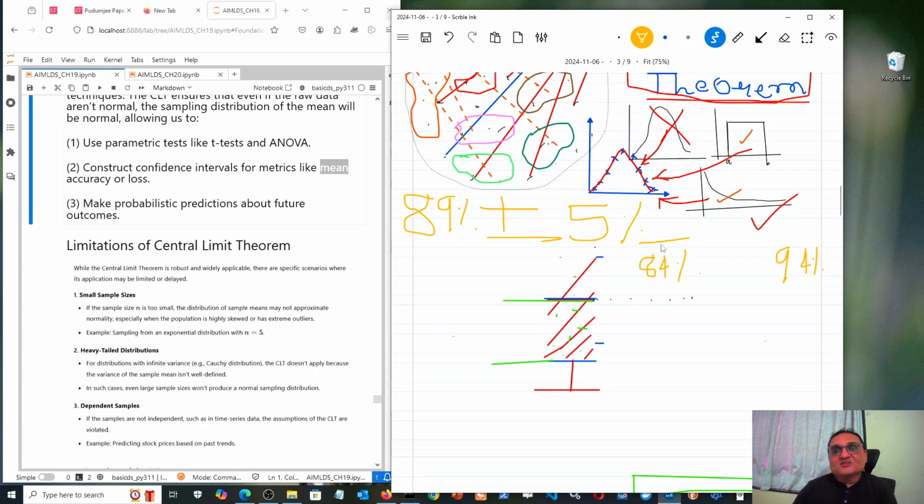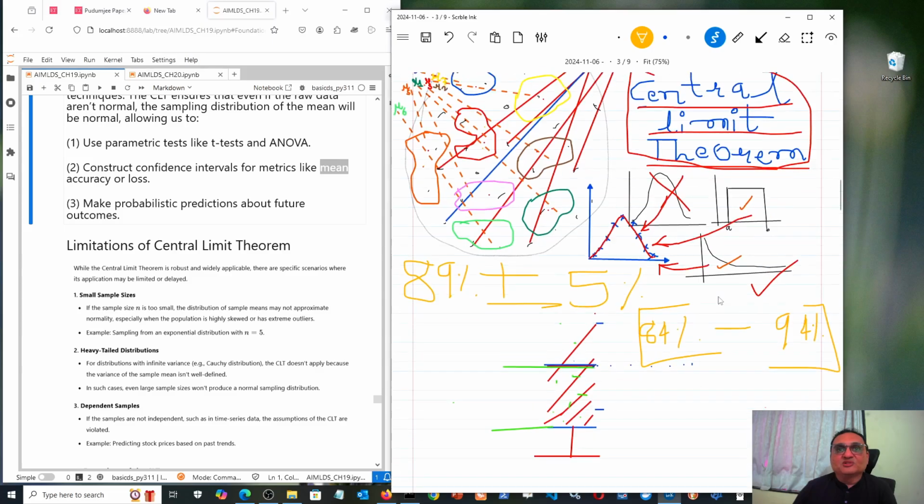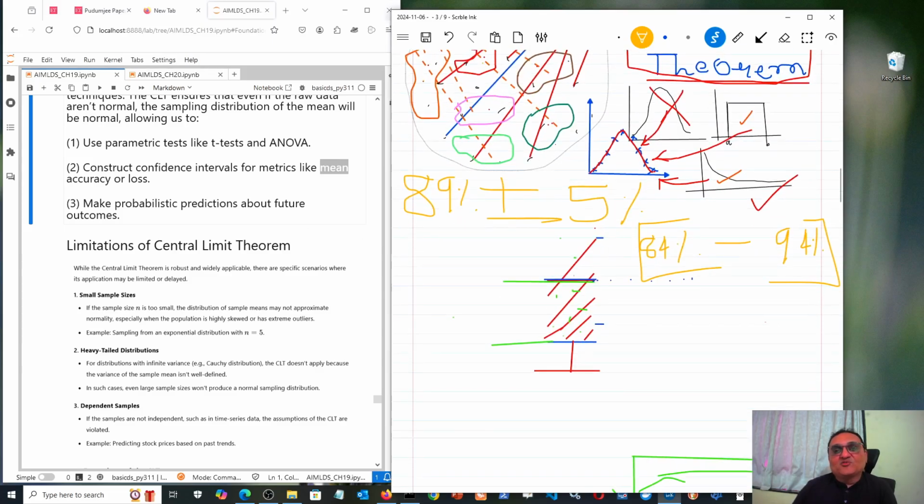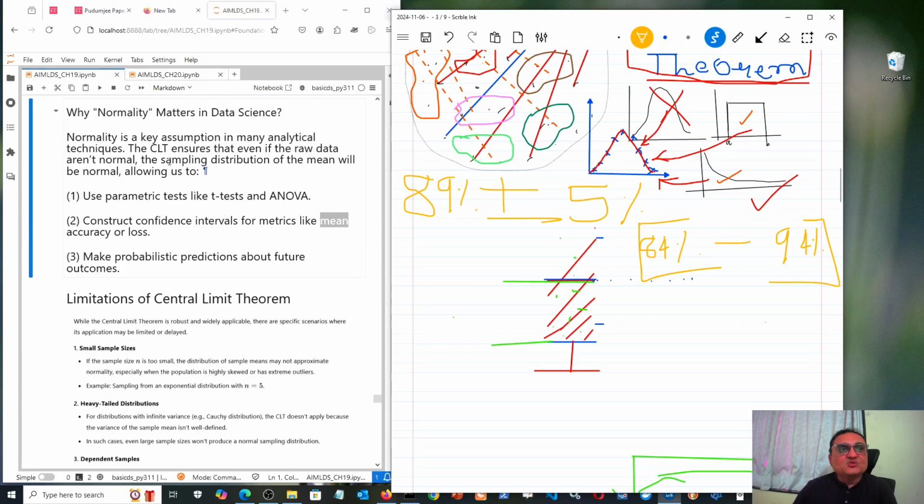So this is called the confidence interval. In this interval, I am confident that my accuracy will fall between 84 and 94. It will never be less than 84, and it will never be greater than 94 either. But why we can write such confidence intervals, that is also thanks to central limit theorem.